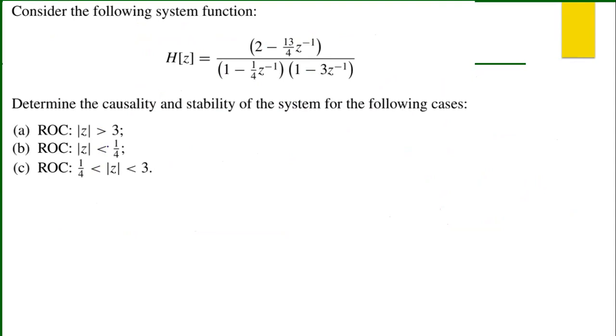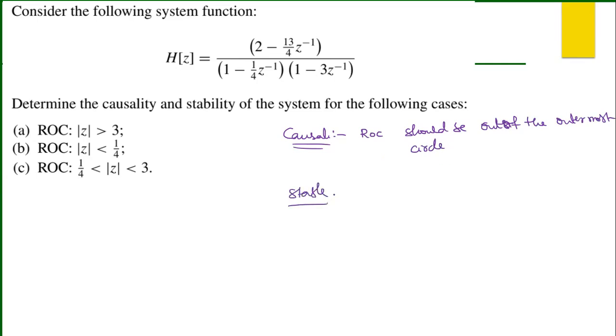Whenever you are solving this type of problem, you try to write what are the conditions for causality. What is the condition for causal? ROC should be out of the outermost circle. What is the condition for stability? ROC should cover the unit circle in Z plane.